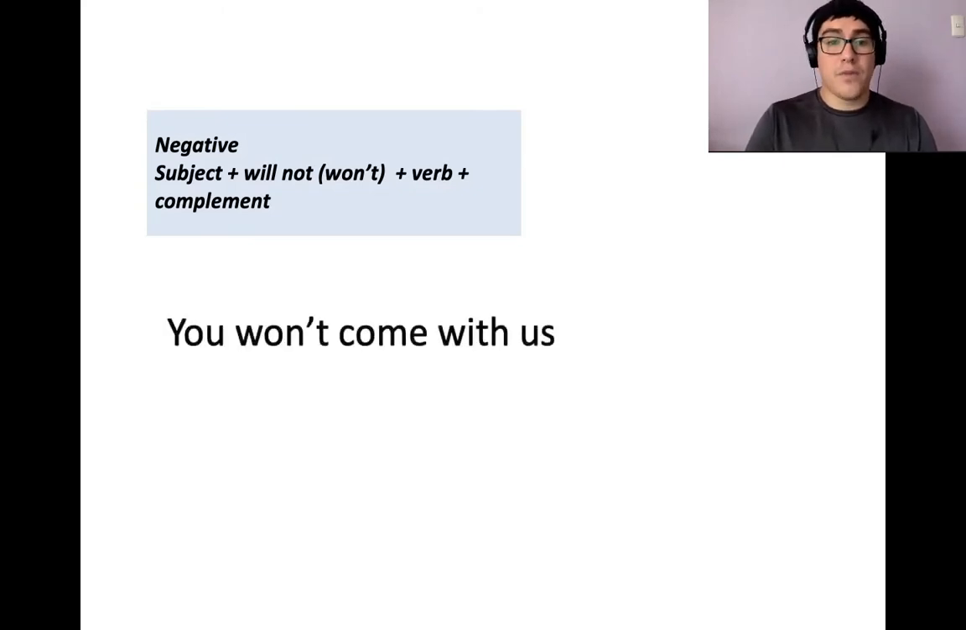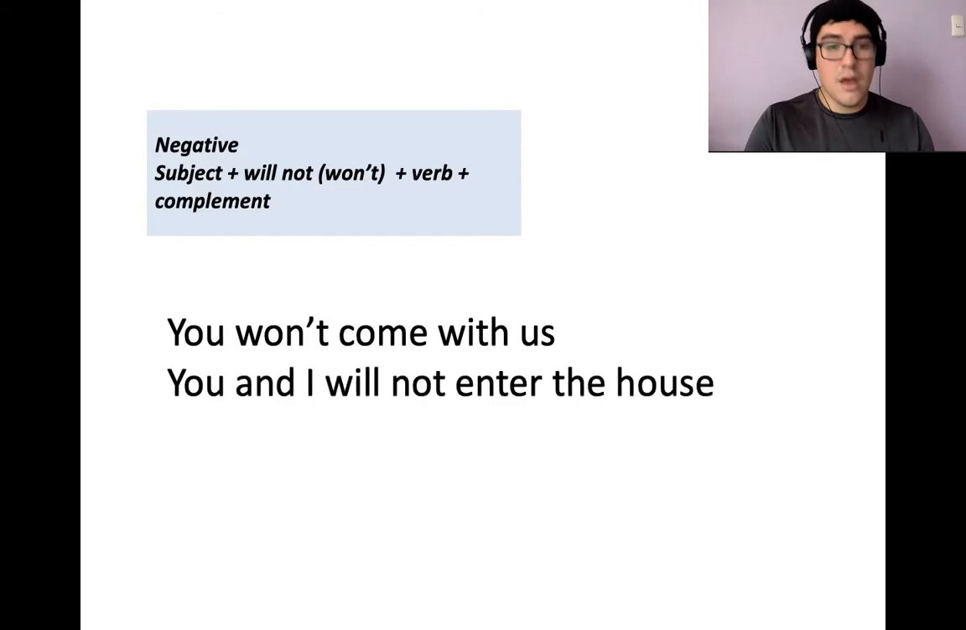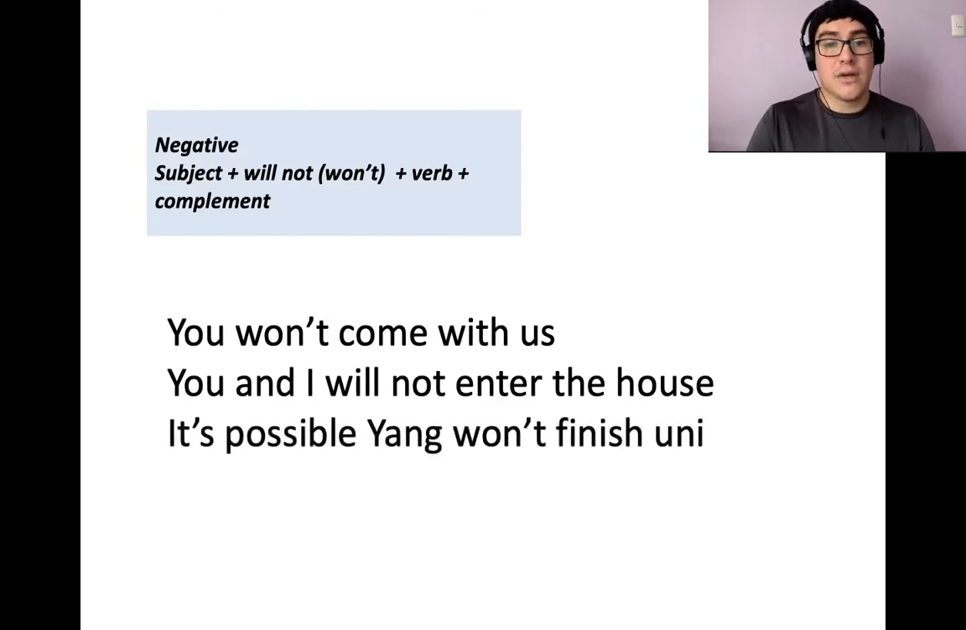Some examples are, you won't come with us. It is a more casual context. You and I will not enter the house. Or it's possible Yang won't finish uni or university. In all these cases, we're talking about possibilities or something that we are not very sure of because we don't have more information. It's possible, it's likely to happen, but we're not completely sure. So we use will.